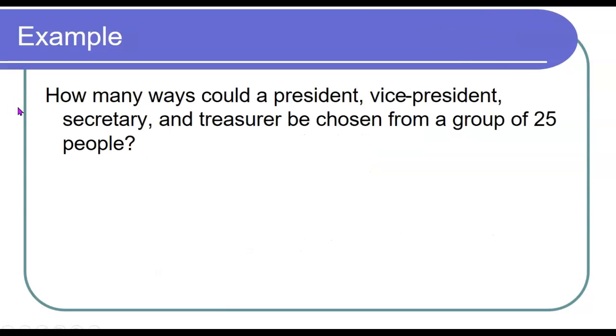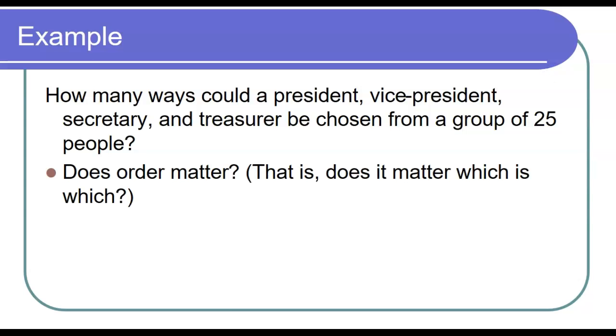So, some more examples of this kind of situation. How many ways could a president, vice president, secretary, and treasurer be chosen from a group of 25 people? If you think you know, pause the video and calculate it for yourself before I give you my number.